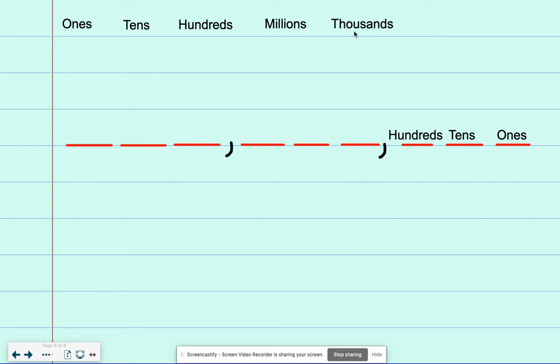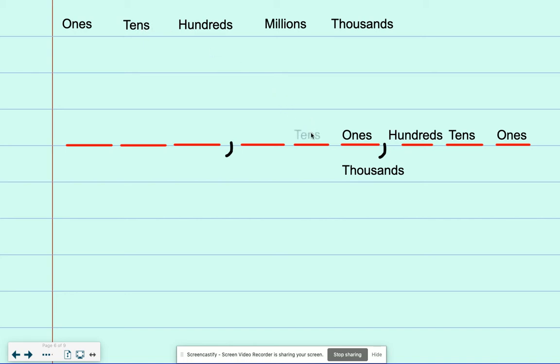This first comma is the smallest of our place value, and it's thousands. Now notice, we repeat our pattern. We have ones place value, except for now it's ones, thousands.